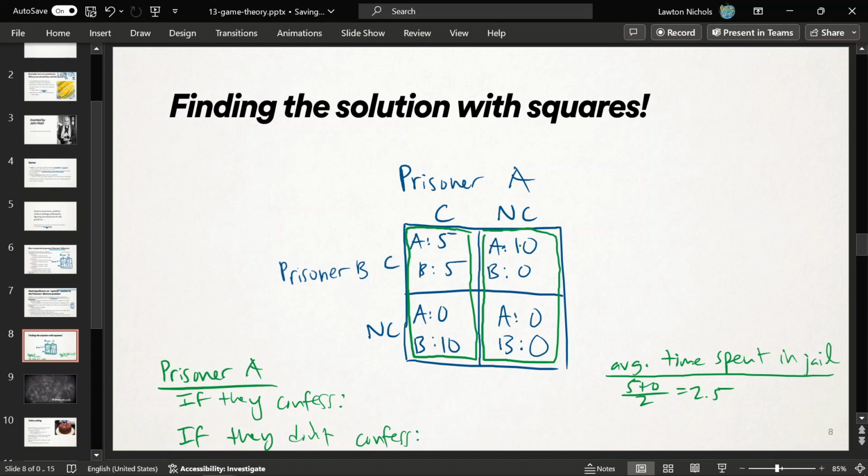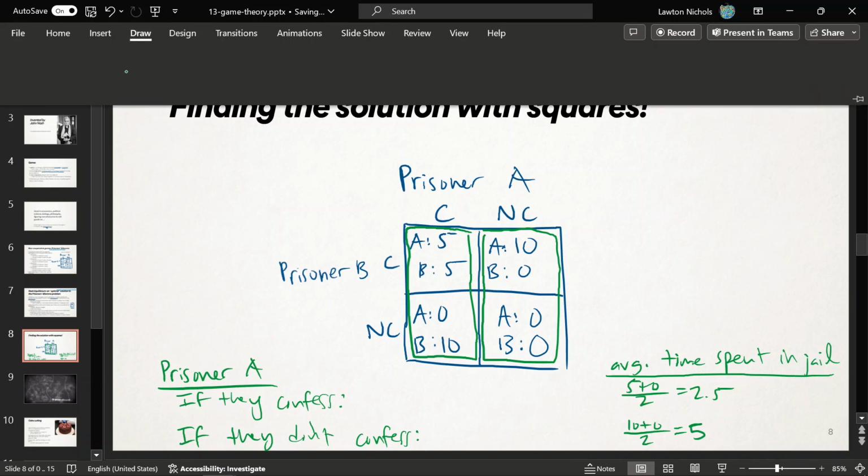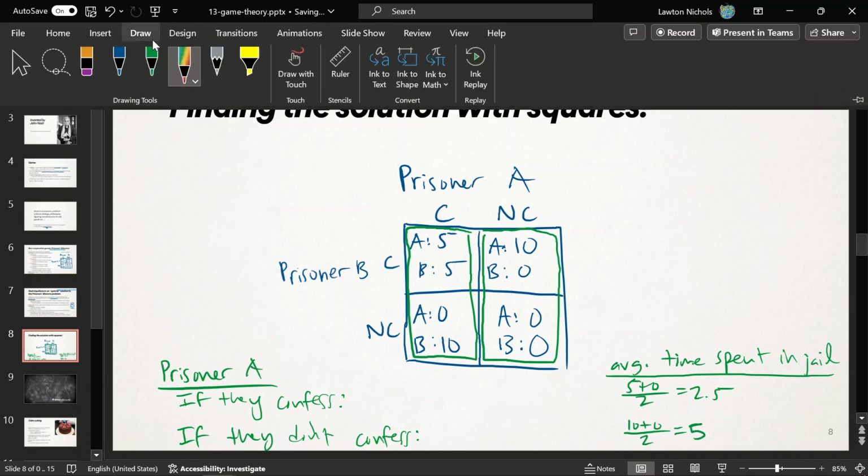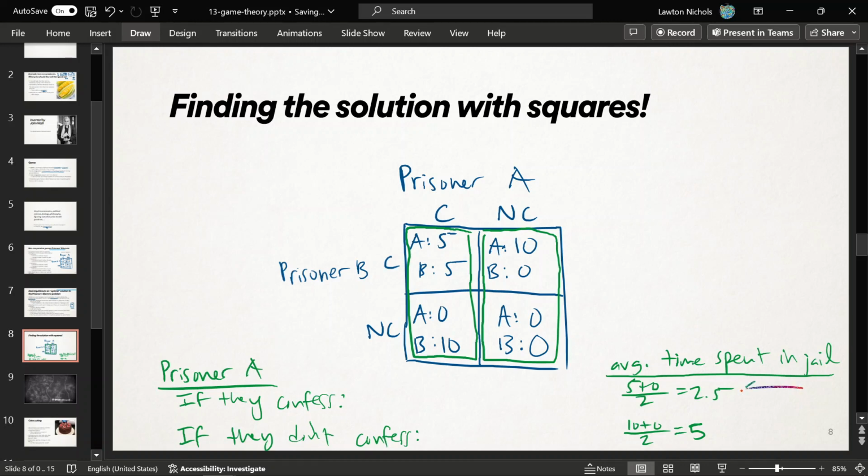And then if prisoner A does not confess, we're in one of these two options, right? Either they're spending 10 years in prison or 0. They have no control over which outcome because prisoner B is not to be trusted. It's a non-cooperative game. So what's the average time that prisoner A will spend in jail there? 10 plus 0 over 2 this time. That's 5 years. So do you see how it is better for prisoner A to confess?